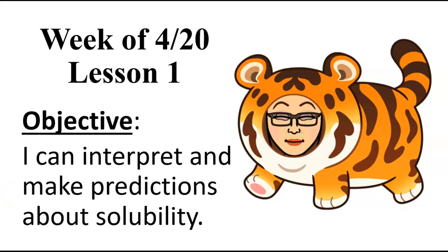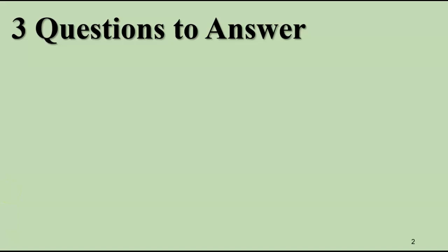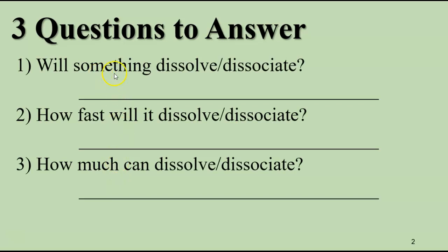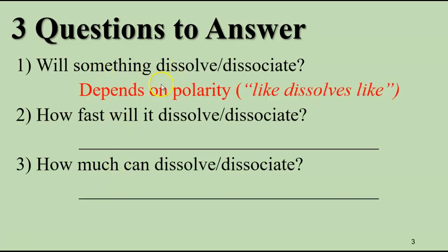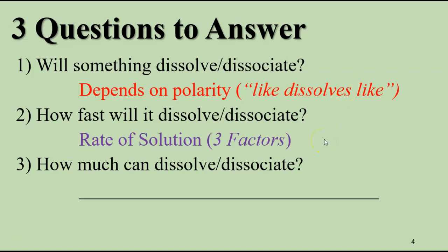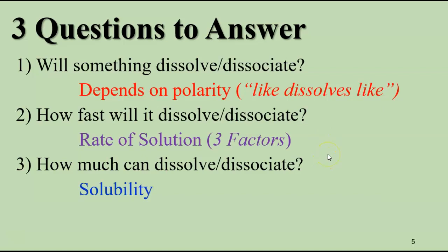Today we're just going to learn some rules about solubility. So there are 3 things we should be able to answer by the end of this lesson. Will it dissolve? And that's an easy rule: like dissolves like. How fast will it dissolve? And how can we make something form a solution faster? There are 3 things. And then, how much can dissolve?